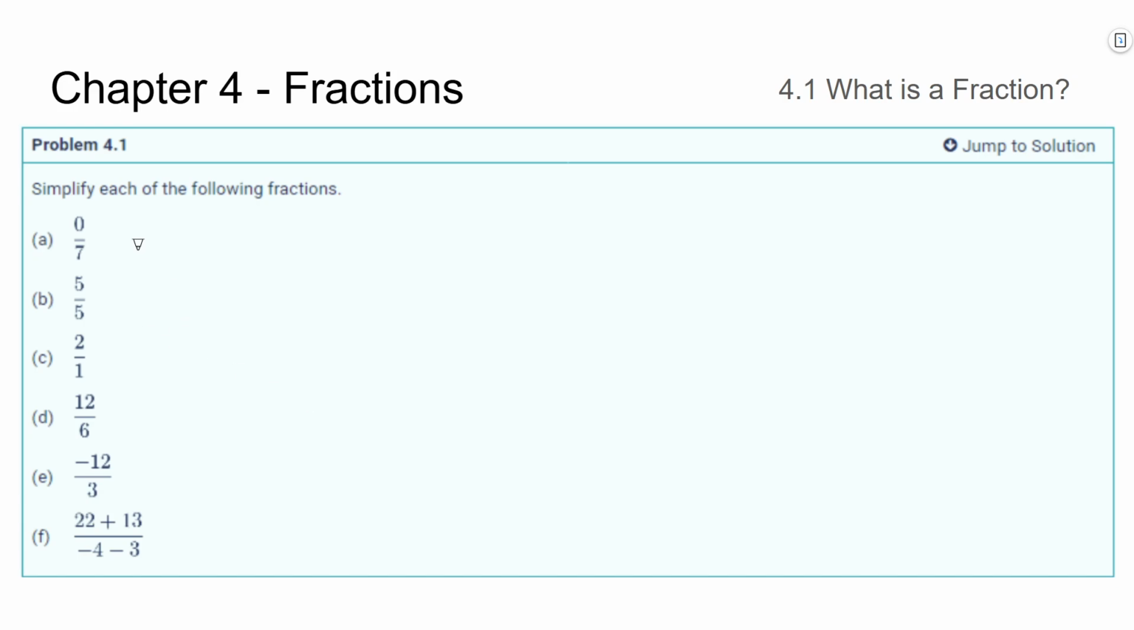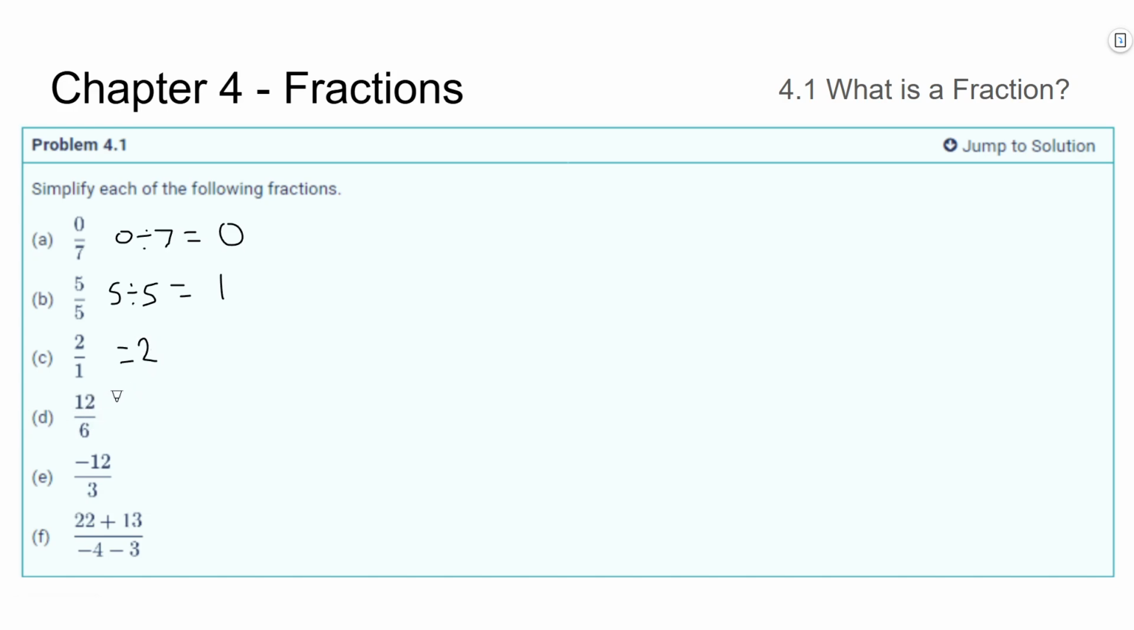So 0 over 7 is the same thing as saying 0 divided by 7. And we just said that's always going to be 0. When we have 0 over anything other than 0, it's always going to be 0. All right, so we have self-division now. So this is the same as saying 5 divided by 5. We know self-division is always going to be 1. Anything divided by 1 is just going to be itself, so this is going to equal 2.